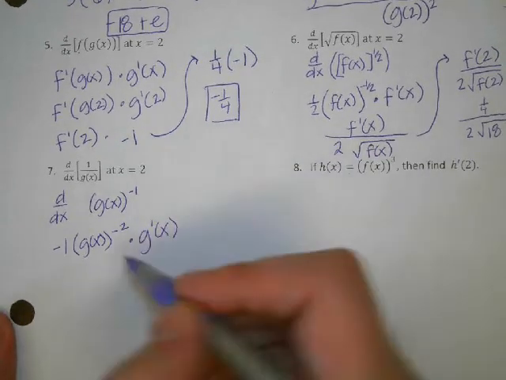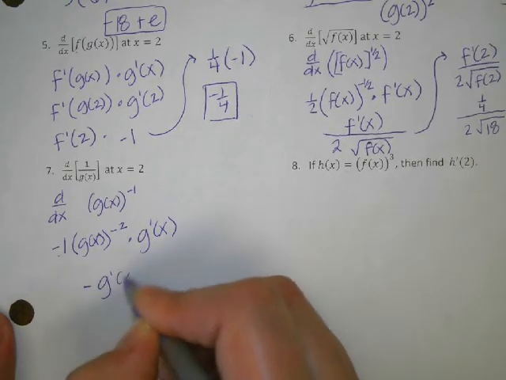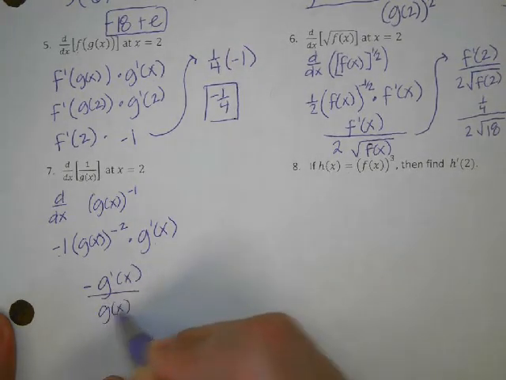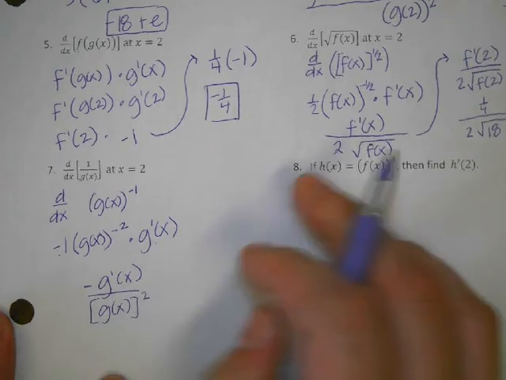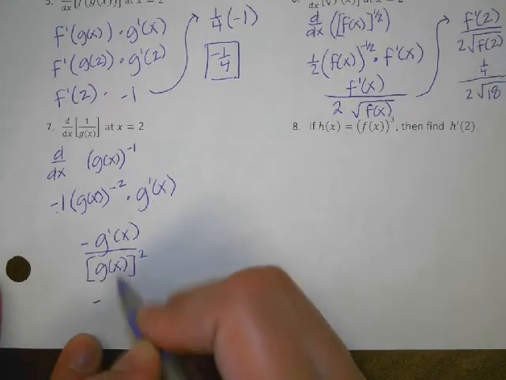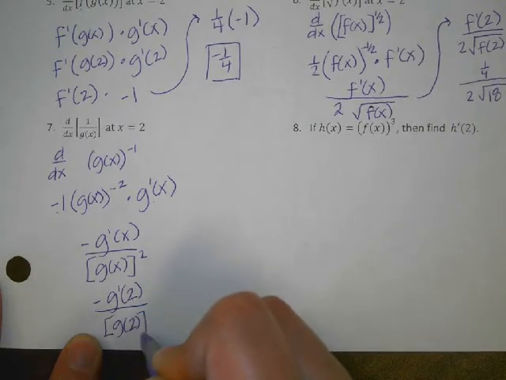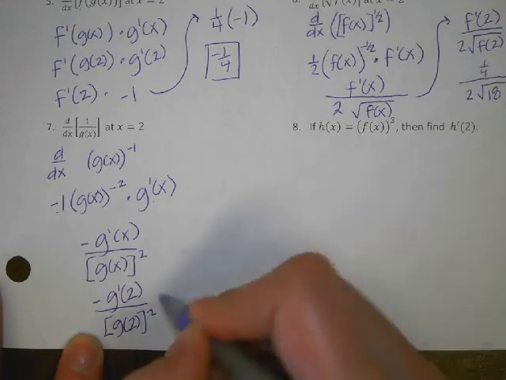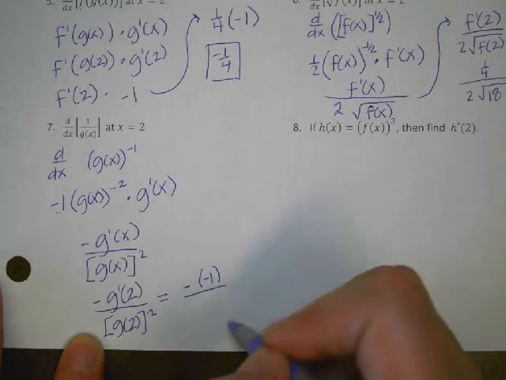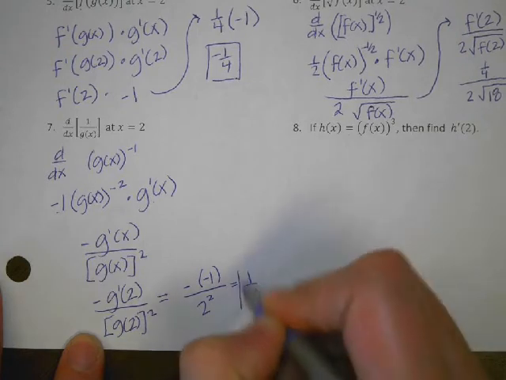So if I rewrite this to fix it, I'm going to have a negative and a g prime of x on the top. And then on the bottom, I have g of x being squared. So now I can go ahead and plug the 2 in. So I have negative g prime of 2 divided by g of 2 squared. And so that's going to be negative of -1 divided by g of 2, which is 2, squared. So that is 1/4.